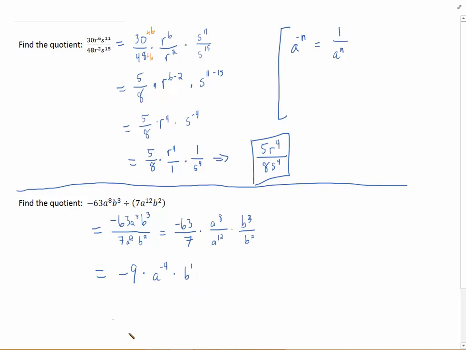And then using the same ideas as I did previously, that would be negative 9 times 1 over a to the 4th times, I can think of that b to the 1st as b over 1. And I can think of that negative 9 as negative 9 over 1. And so now just multiplying the fractions, I would have negative 9b over a to the 4th. That's how I would write it.